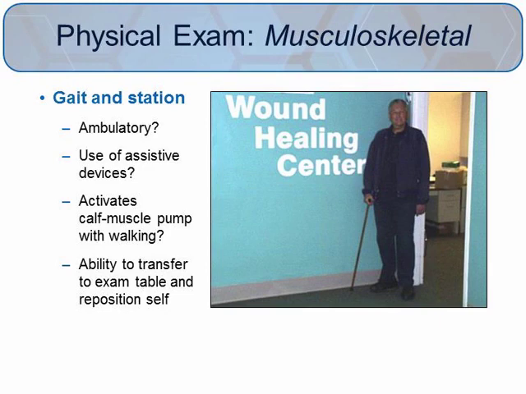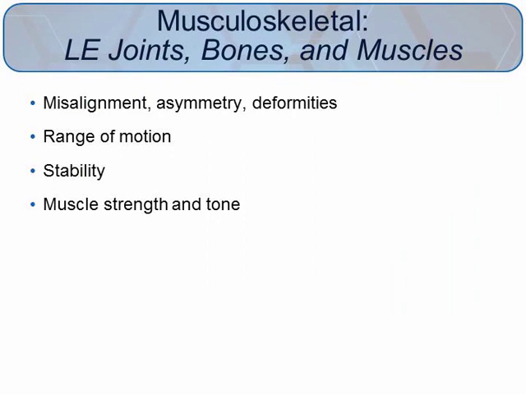And then what is their ability to transfer to the exam table and reposition themselves? Patients that can't reposition themselves on the exam table may not be able to reposition themselves at home and may be at risk for pressure ulcers. You also want to look at joints, bones, muscles for malalignment, asymmetry, deformities, range of motion, stability, and look at muscular strength and tone.